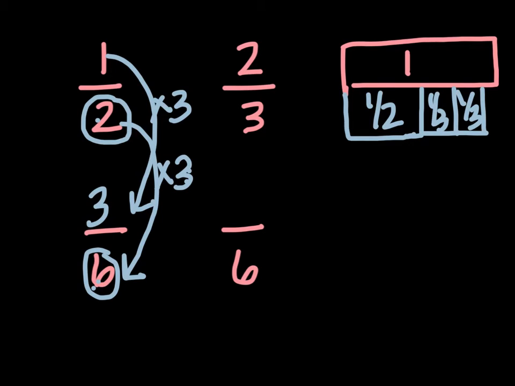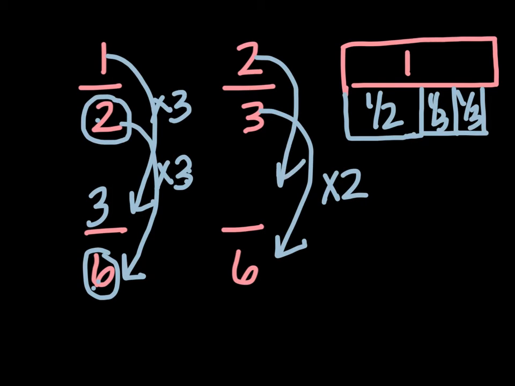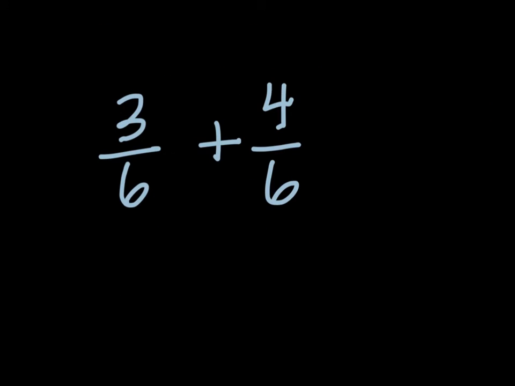We're going to do the same thing to my numerator that I did to my denominator. 3 times 2 gives me a product of 6. So 2 times 2 gives me a product of 4 to get 4/6. So now that I have like denominators, I can add. And adding is pretty easy. So I'm going to say that I've got 7/6. All I had to do was add that 3 and the 4.